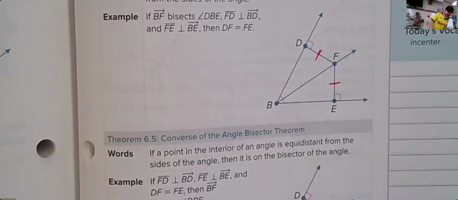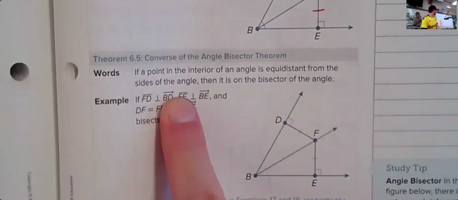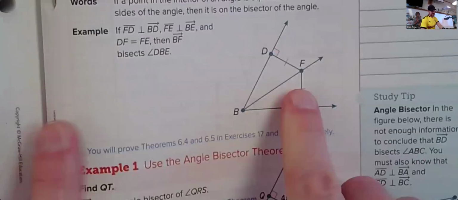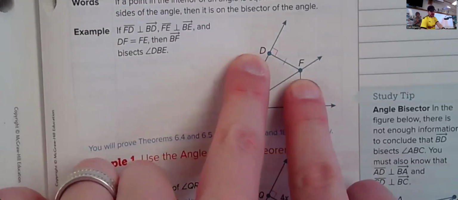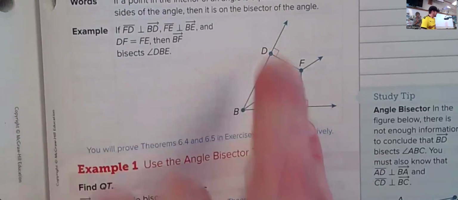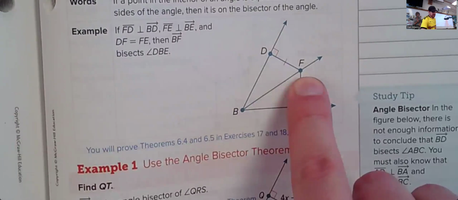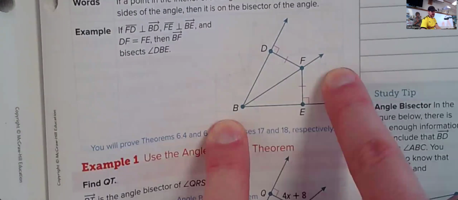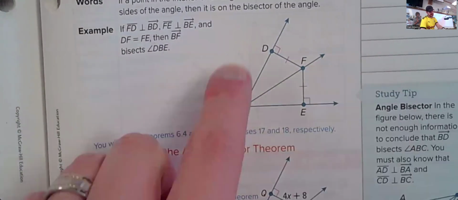All right, next, we're going to talk about the converse. Converse just means we're going to flip around the phrasing. So if the segments are the same length, so if the distance between D and F is the same as the distance between F and E, that means that point F is on the angle bisector, which means that BF is the angle bisector of angle DBE.